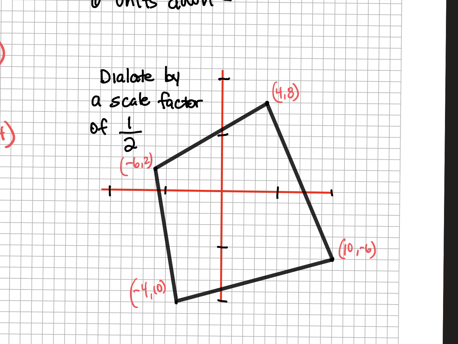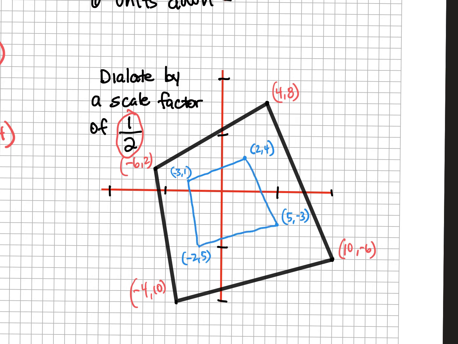Okay, dilate by a scale factor of 1/2 means we're going to multiply every number by 1/2. Basically, we're going to cut every number in half. So instead of 4, 8, we're going to be at 2, 4. I just cut the numbers in half because the scale factor is 1/2. Instead of 10, -6, we're at 5, -3. Instead of -4, 10, we're at -2, 5. Cut them both in half. And finally, instead of -6, 2, we're at -3, +1. And there's our new shape, cut by a scale factor of 1/2.